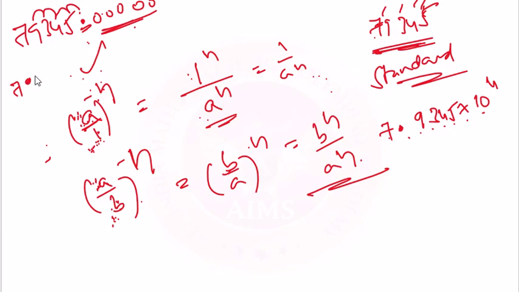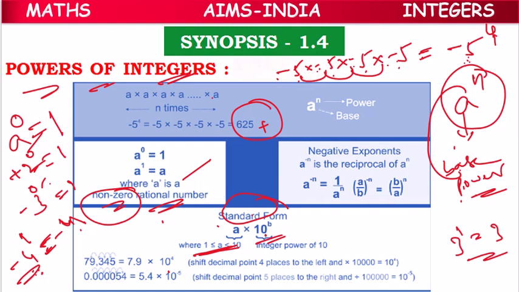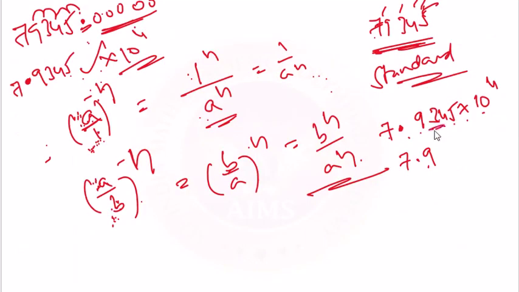We are keeping here 7.9345. Means as we have shifted 4 places towards left, we can take 10 power 4. We can write 10 power 4 here. And still it can be reduced. 7.9 we will write. Second digit, as we have 3 here, which is less than 5, we can just strike it off, the remaining digits. Just 7.9 into 10 power 4 approximately. Like that we can write.